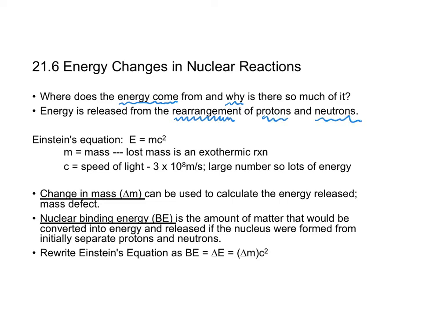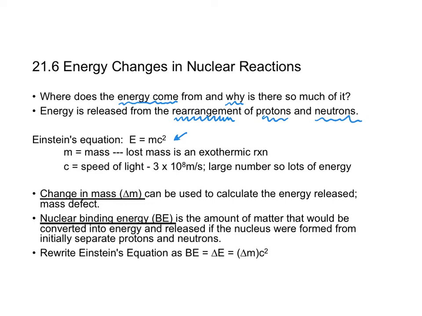I know that sounds very much like science fiction, but it all starts with Einstein's equation, E is equal to mc squared. You've probably seen it before. M is equal to mass, and that's the lost mass in an exothermic reaction. c is the same old speed of light that we've seen before. It is a very large number, so it involves a lot of energy.